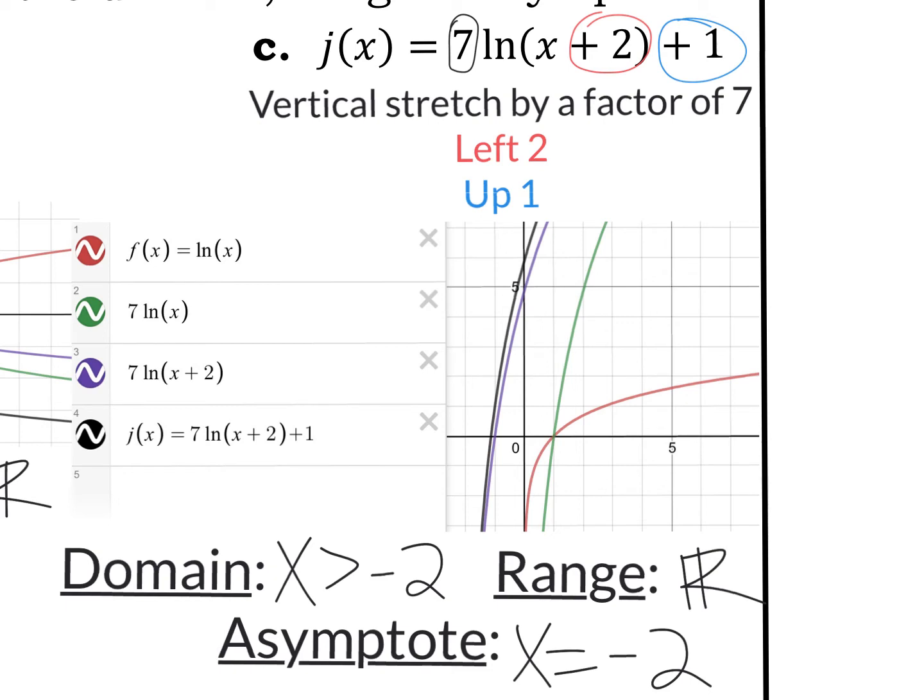So the +2 on the inside made it go left 2. That moved your asymptote to x equals -2, because it used to be x equals 0, and then you went left 2 units. So x equals -2 is your asymptote, and since the graph is still going to the right, you say x is greater than -2. And like I said before, your range is always all real numbers because it's going up and it's going down.